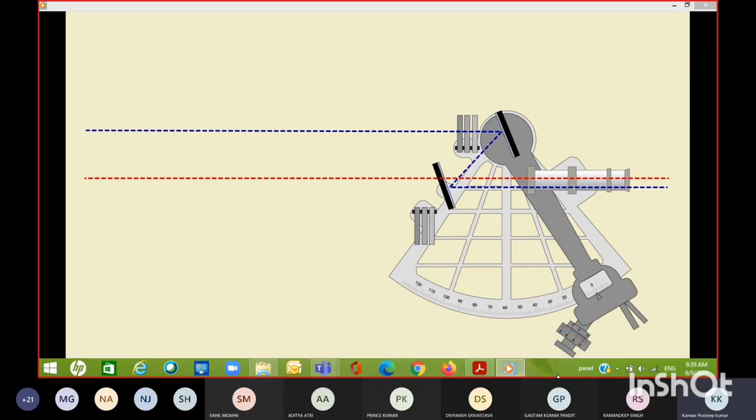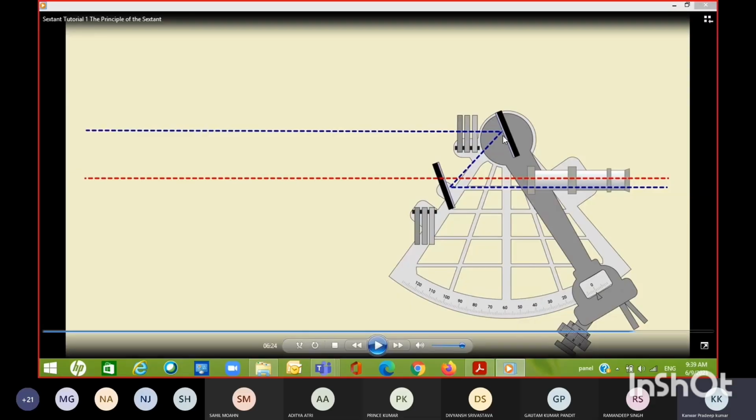You see the top mirror. This one is the index mirror because it is attached to the index arm. And this one is the horizon glass or mirror.